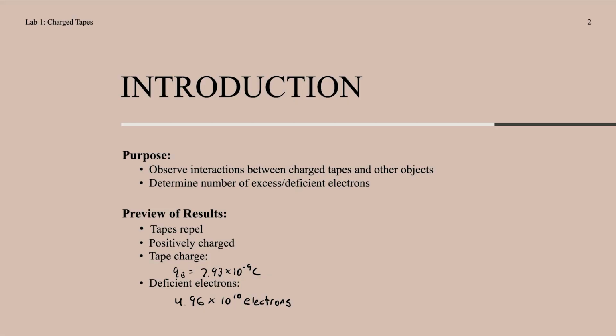The purpose of this experiment was to observe how a charged strip of tape interacts with other neutral and charged objects. We were then asked to determine the number of excess or deficient electrons on one strip of tape. Here is a quick preview of the major results from the experiment.